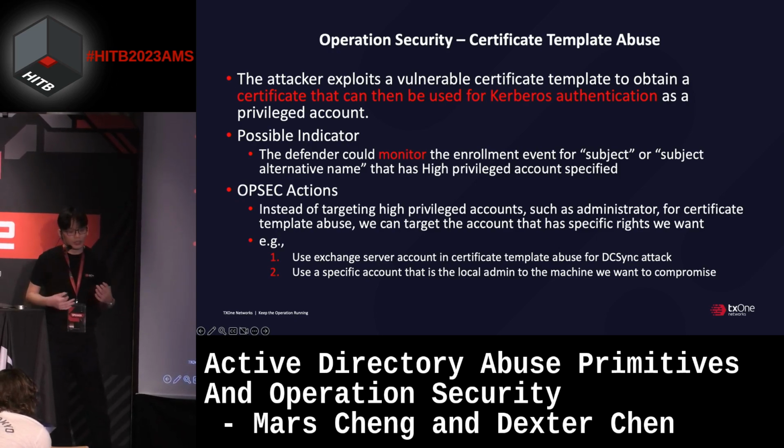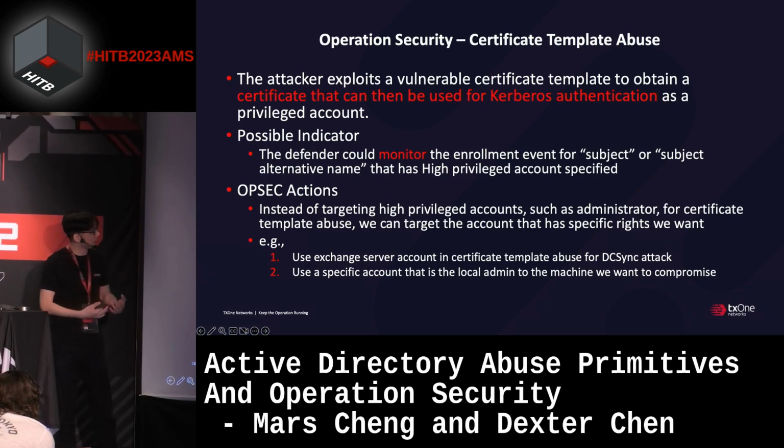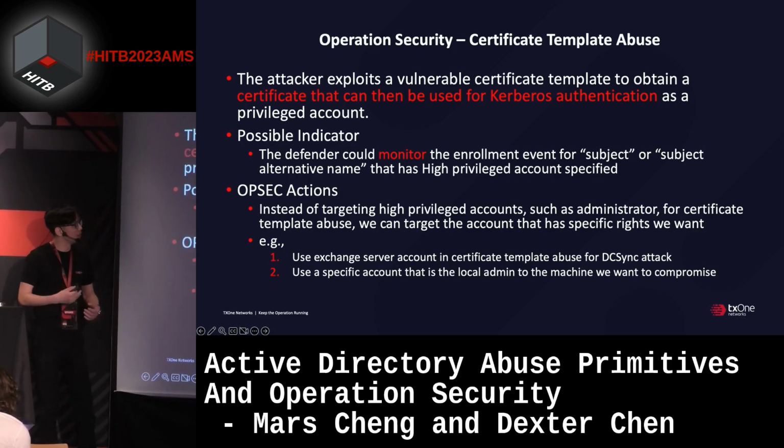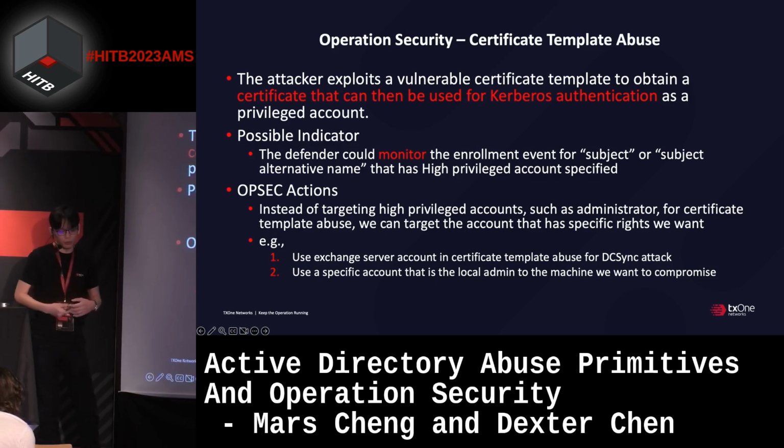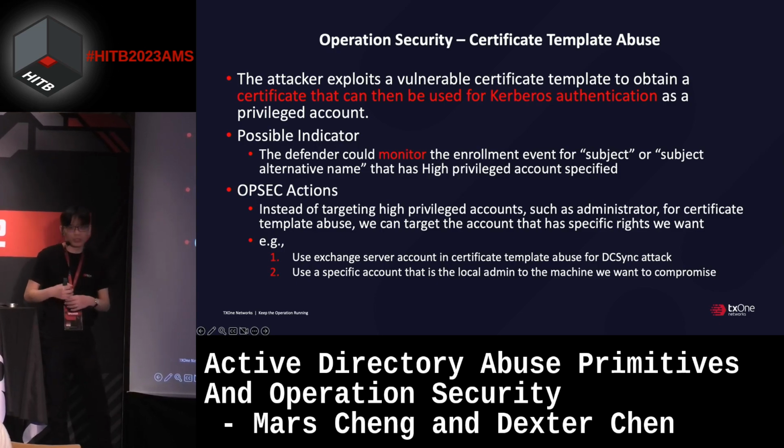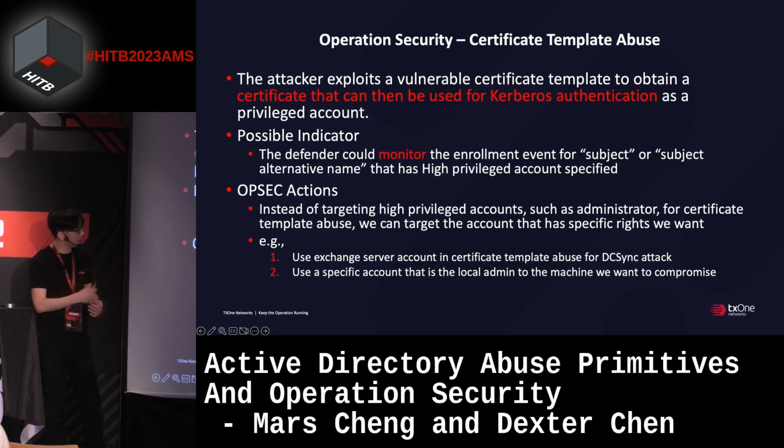So for example, if we want to perform a DCSync attack, we can use an account that is maybe in the Exchange Server group, like a trusted group, like a domain group. Or if we are trying to move laterally to a specific machine, we can enumerate and try to find who happens to be the local admin of that machine. So we can specify that in the certificate and use the certificate to impersonate the user and move laterally to that specific machine we want to compromise.